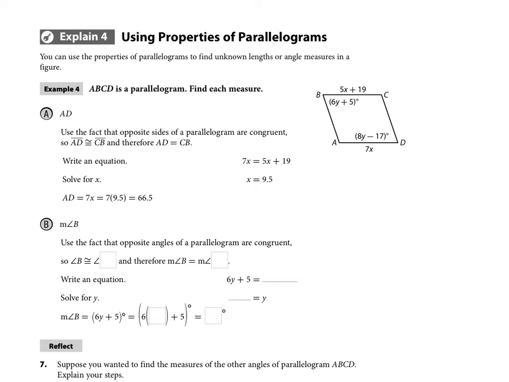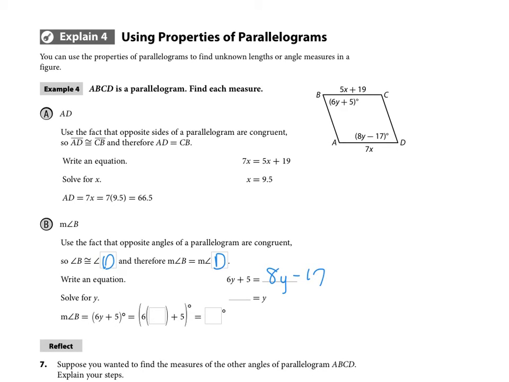Part B of example 4 then asks me to use that same logic about knowing it's a parallelogram to find the missing measure. This time we want to find the measure of angle B. We're going to use the fact that opposite angles are congruent, so angle B is congruent to its opposite angle, which is angle D, and therefore the measures of those angles are congruent. Measure of angle B is congruent to measure of angle D. So let's write an equation. The left side already has the measure of angle B, so we're going to put in the measure of angle D on the right-hand side, 8y minus 17.